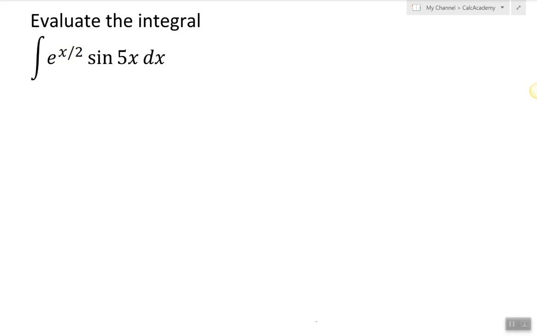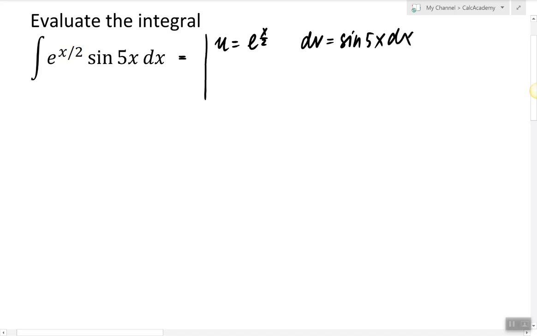In this video, I will show an example of classic, what I like to call loop integral. Let's start by integrating it by parts, and the choice of u is e to the x over 2. Therefore, dv will be sine 5x dx. du will be 1/2 e to the x over 2 dx, and v will be negative 1/5 cosine 5x.